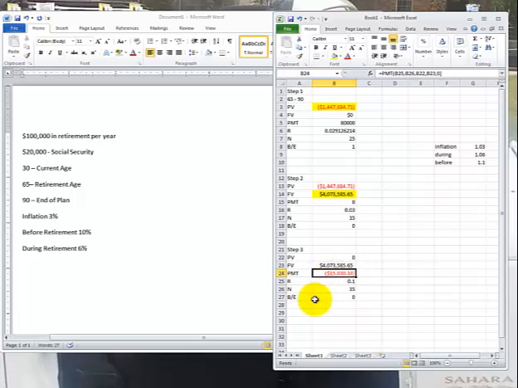Well, what does this tell me right here? This tells me I need to save $15,000 every year. For how many years? 35 years, and I need to get 10% per year in order to get $4,073,000.